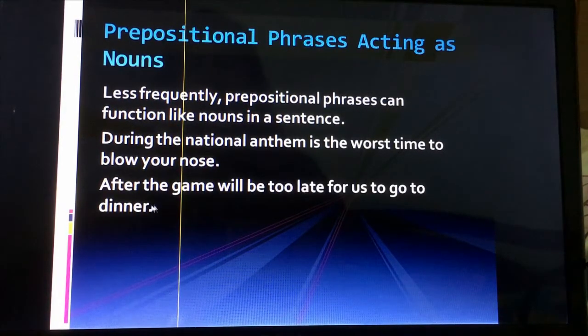Another example: after the game will be too late for us to go to dinner. After the game is completely acting like a noun. So after the game will be too late for us to go to dinner.